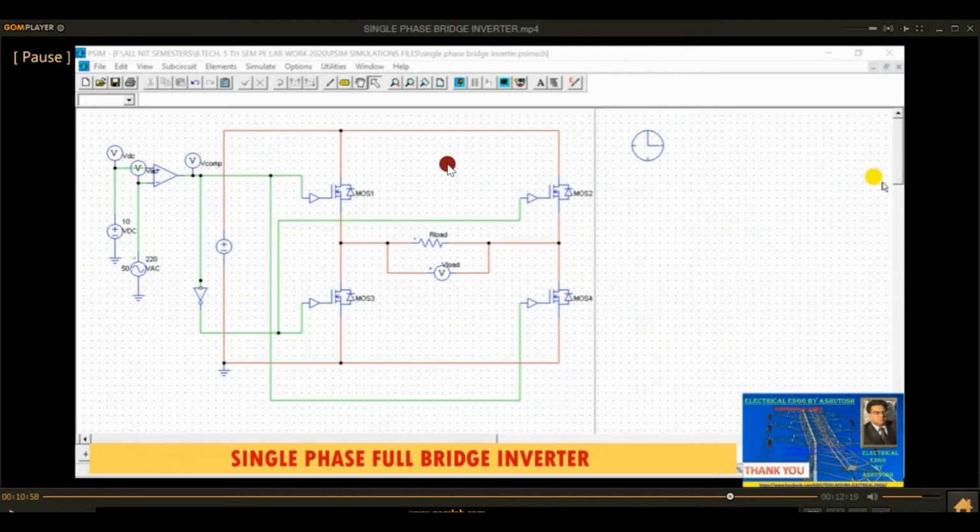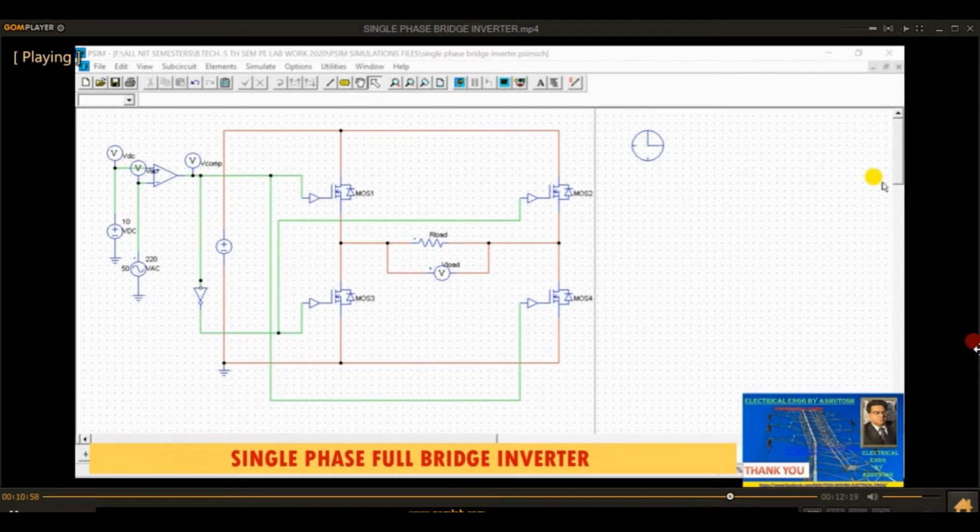I have selected 4 MOSFETs as the main switches, and you can also provide the gating pulse through this comparator circuit, which is provided in the PSIM software. By using this comparator you can provide the gating signal. Here is the inversion, where you have to use a NOT gate, and then the inverted signal is provided here, and this is called an on-off controller.